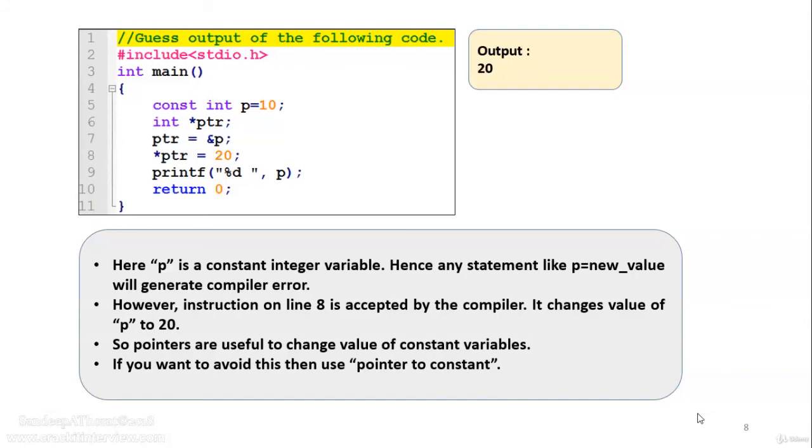However, the instruction given on line number 8 is accepted by the compiler. On line number 8 we are saying star ptr is equal to 20. So indirectly we are trying to change the value of variable p, which is a constant variable, and that is acceptable. So pointers are useful to change the value of a constant variable. However, if you would like to avoid this type of behavior, then you have to use pointer to constant, and that's why this program gives the output as 20, and there is no compiler error in the program.